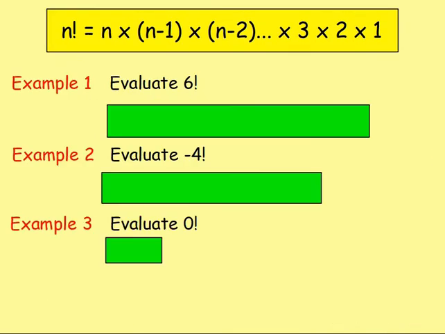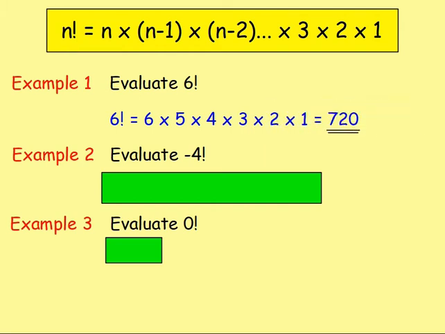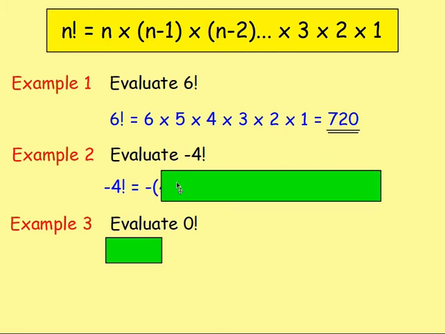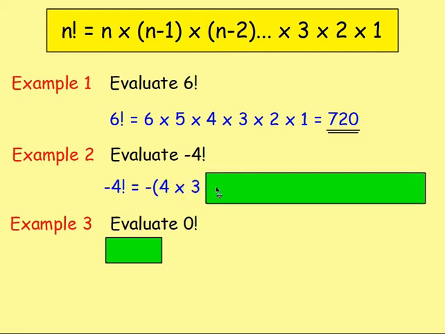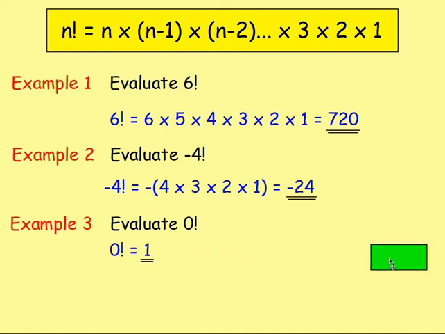Let's try some examples. Example 1, evaluate 6 factorial. Remember, n factorial is just n times the number before it times the number before that, all the way down to 1. So 6 factorial means 6 times 5 times 4 times 3 times 2 times 1, which works out to be 720. Example 2, negative 4 factorial. Well, what that means is the negative of 4 factorial. And 4 factorial means 4 times 3 times 2 times 1, which is 24, so it would be negative 24.